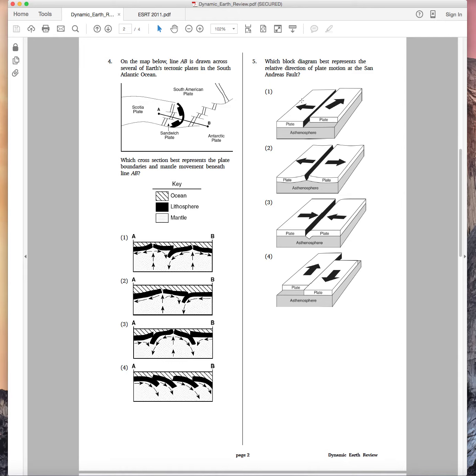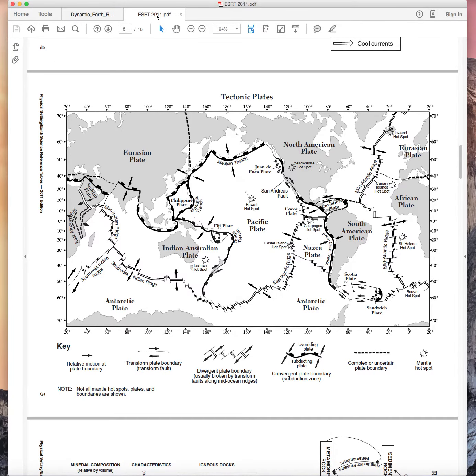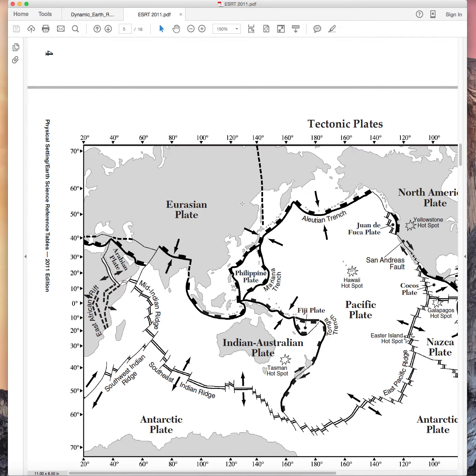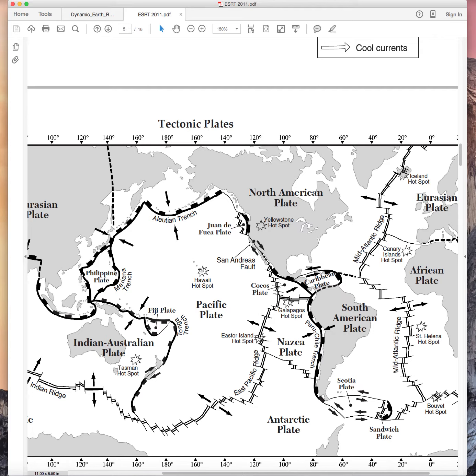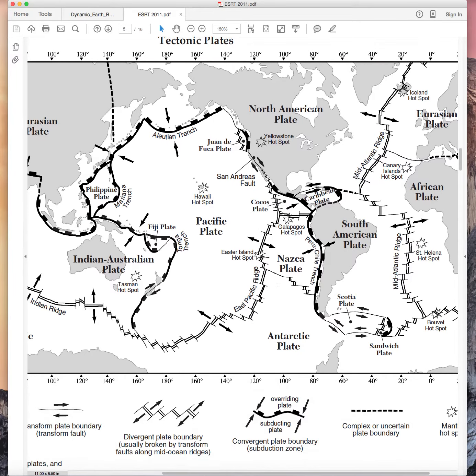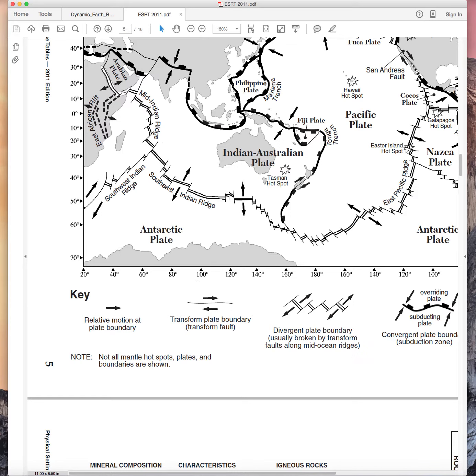Okay, going on to number 5. Which block diagram best represents the relative direction of plate motion at the San Andreas Fault? All right, so San Andreas, a lot of you guys were discussing the movie in class. The San Andreas Fault is located on the west coast. That runs through California, through major cities like San Francisco and Los Angeles. And we have 2 arrows. One goes in one direction, one goes in the other, which is a type of transform plate boundary.